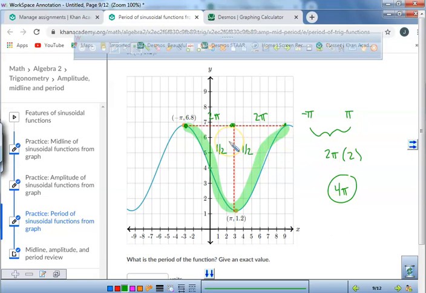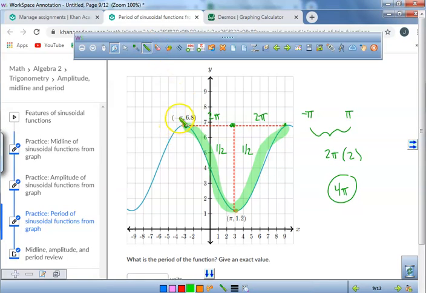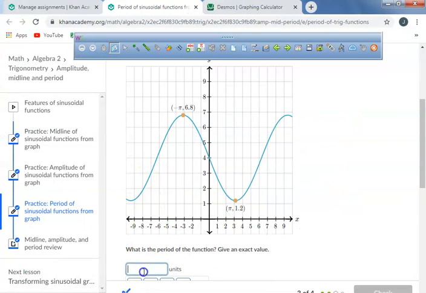And a student said it perfectly. The period only focuses on your x value. So look, I went from negative pi to a positive pi, which is a total of 2 pi, and then I doubled it. So our answer is going to be 4 pi. Don't forget the pi.